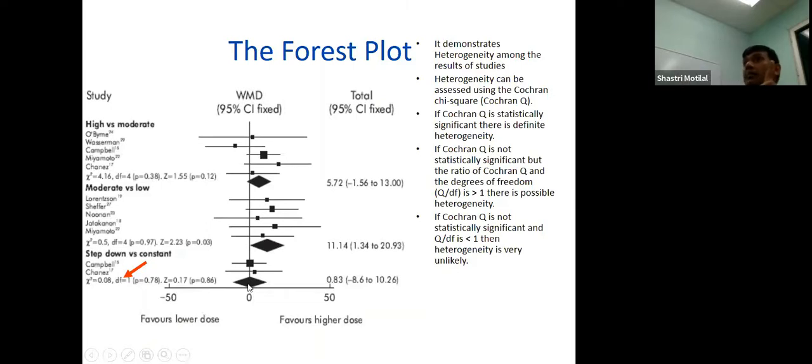So when you look at a meta-analysis, you might see two p-values sometimes. Always look at the one that has z next to it, which is the one for overall effect, and the one that has chi-squared next to it is the one for heterogeneity.